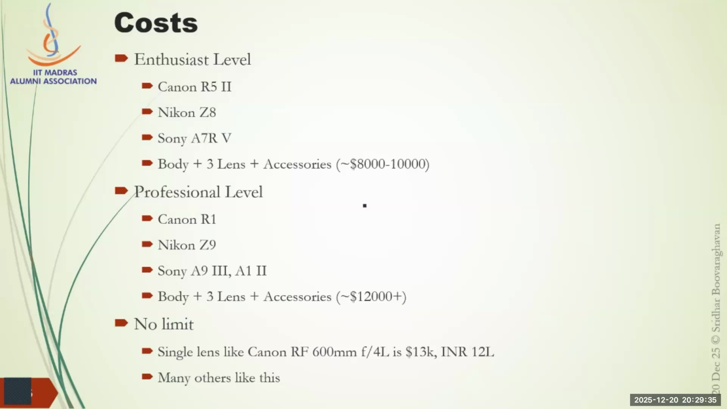Now, the one that I particularly have, I call that like an enthusiast level camera or system, right? If you buy like, let's say the R5 Mark II, and then let's say three lenses and accessories, it could run between 8,000 to $10,000, right?